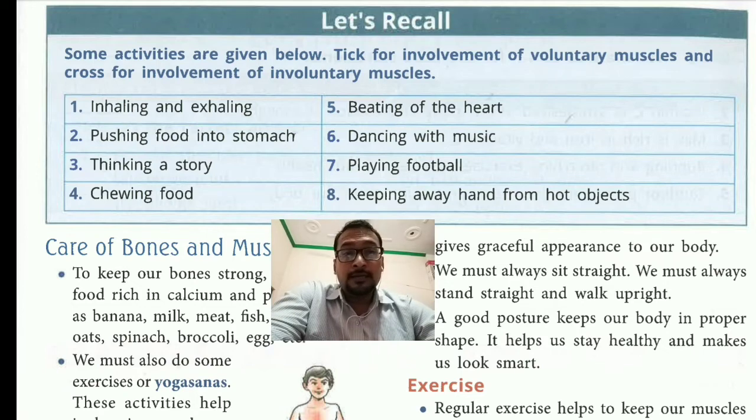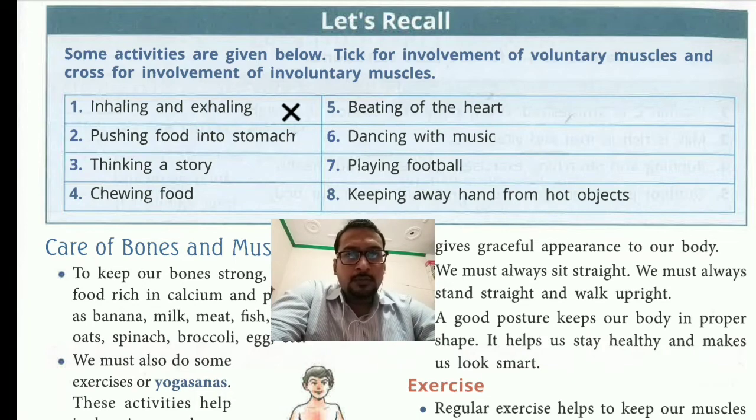Since you are breathing at night also when you are sleeping, do you think it is a voluntary muscle? No, because at night there is no control on you, so you are breathing at night also. So inhaling and exhaling, breathing, it is involuntary muscle. Involuntary muscles are involved in this. Okay, so you have to cross this.